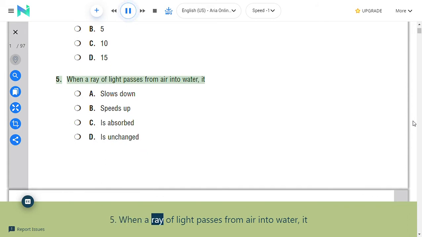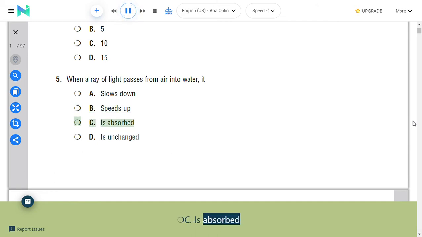5. When a ray of light passes from air into water, it A. slows down. B. speeds up. C. is absorbed. D. is unchanged.